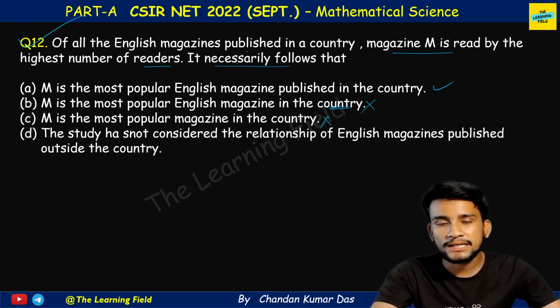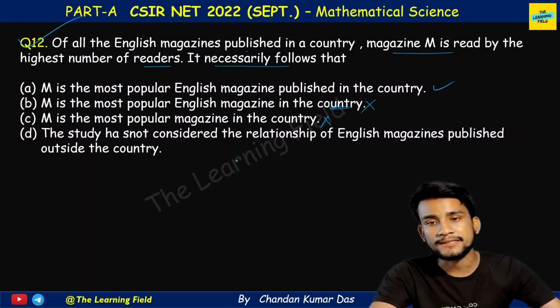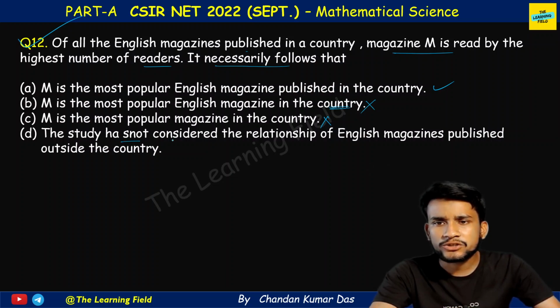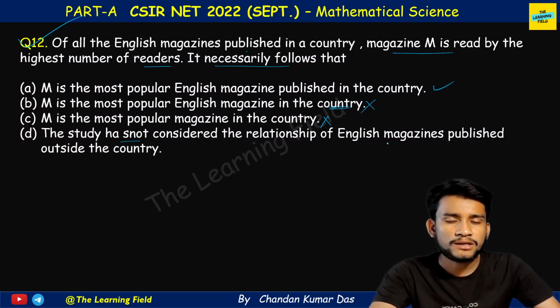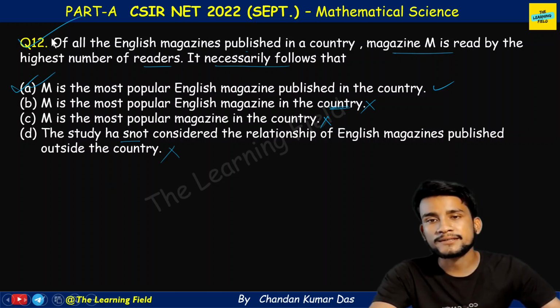So here the word English is also missing. Because of all the English magazines, M is read by most of the popular, it means definitely M is an English magazine, but it is not given. The study has not considered the relationship of the English magazines published outside the country. So this is a completely irrelevant option. So option A is the most appropriate answer, the one that necessarily follows.